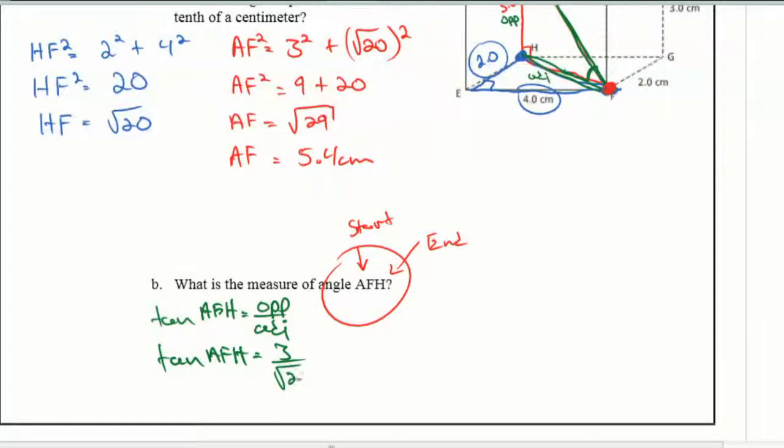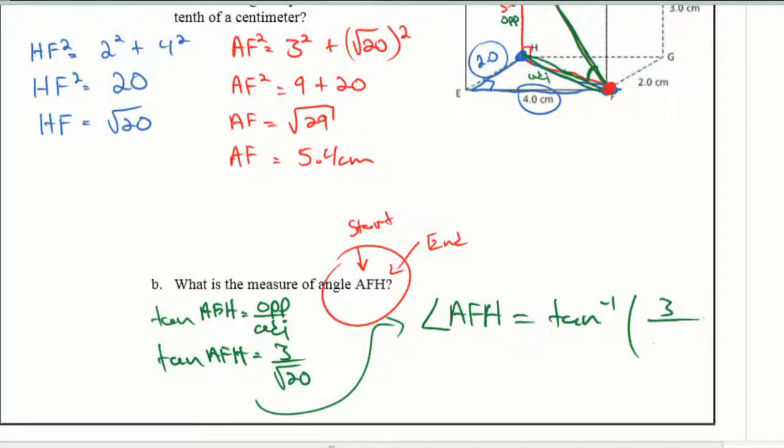I never actually calculated it, and I'll just leave it like that. Doesn't really matter. And if I'm trying to find the angle AFH, I'm going to take the inverse tangent of 3 over the square root of 20. Anytime I'm trying to find the angle, I'm taking the inverse.